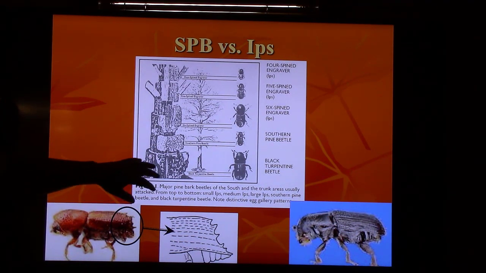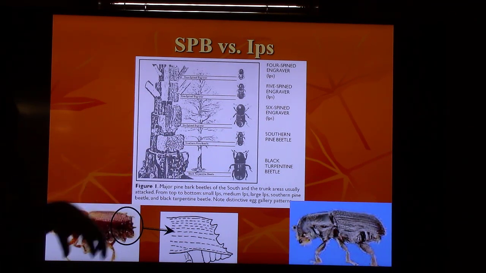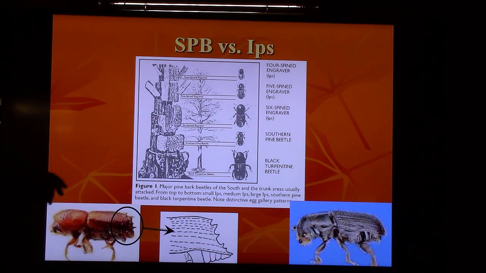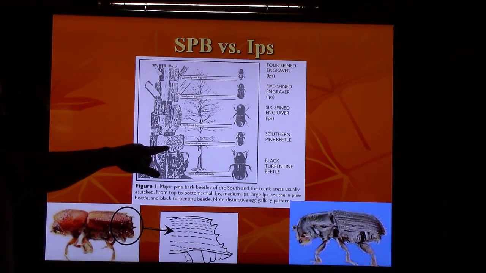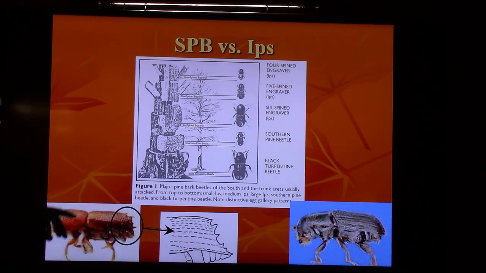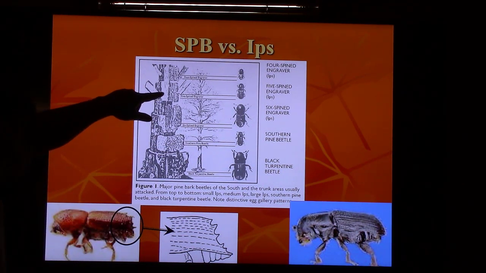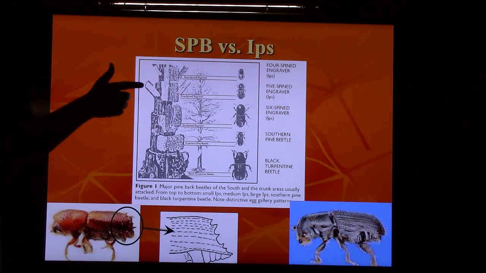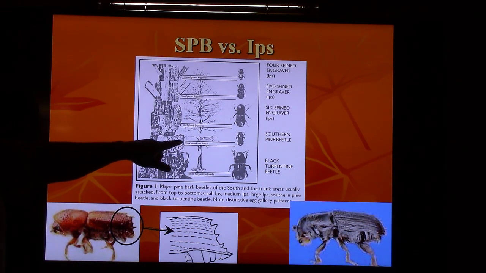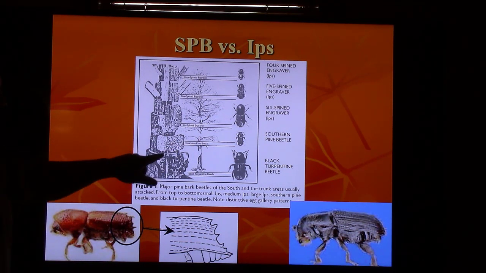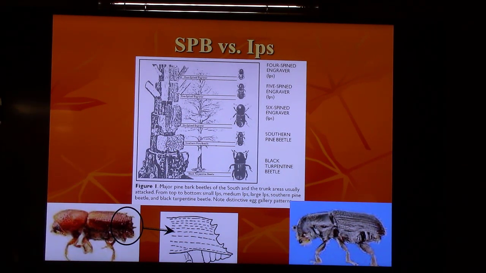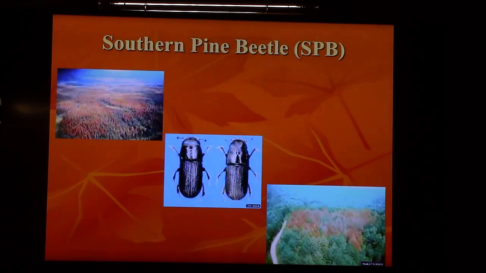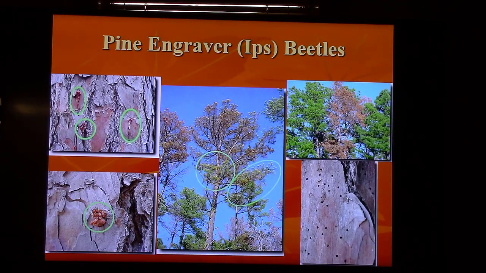All right, so when they attack the tree and the tree's dead and that bark starts loosening up, you can pull that bark back, and you can see their galleries where their eggs are in there eating around. The Ips beetles look kind of like an H or an I. The southern pine beetle is usually S-shaped, just a wandering S. So if you see a wandering S, don't call me because I don't want to have to deal with them.